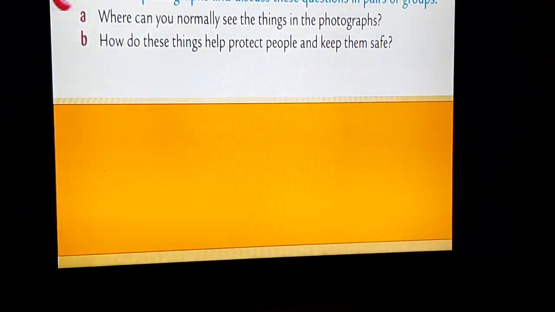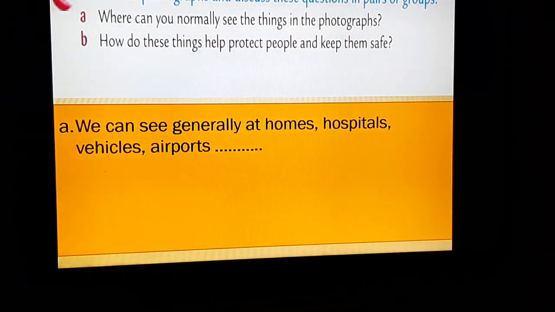Now, let's go to exercise number 2. Look at the photographs and discuss these questions in pairs or groups. We studied the pictures and we know the names of the devices, but the first question is, where can you normally see the things or the innovations in the photographs? For example, where can we see airbags? Where can we see smoke alarms? Where can we see seat belts? Of course, we can see them in cars, in houses, in offices, supermarkets. We can see them generally at homes, hospitals, vehicles, airports.